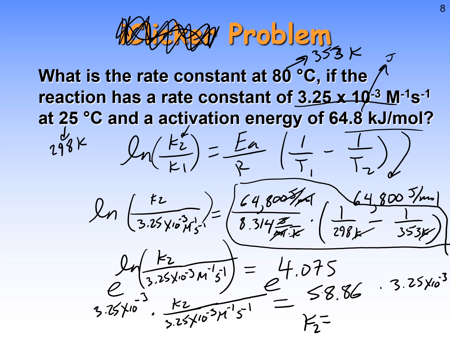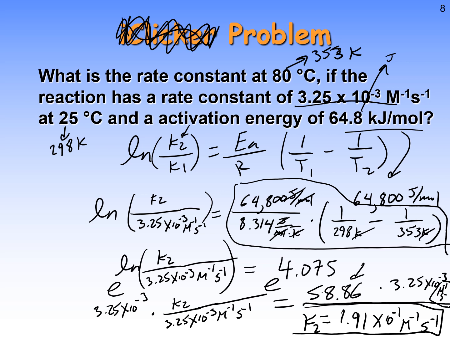And I'll get K2 is equal to, now the units also carry here, right? So whatever value I get, once I've multiplied these together, will have the exact same units as my other rate constant because this guy has no units. So once we multiply, we get the new rate constant is 1.91 times 10 to the negative 1 molarity inverse seconds inverse. And so here's our answer.